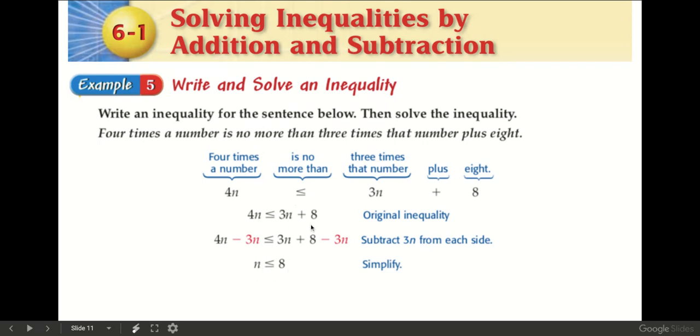If you notice, a lot of these strategies are really identical to when we were working with equations, but now we're working with inequalities. So here's the solution set: for all n's, n must be less than or equal to 8. Basically, any number will work as long as it is equal to 8 or less than 8.